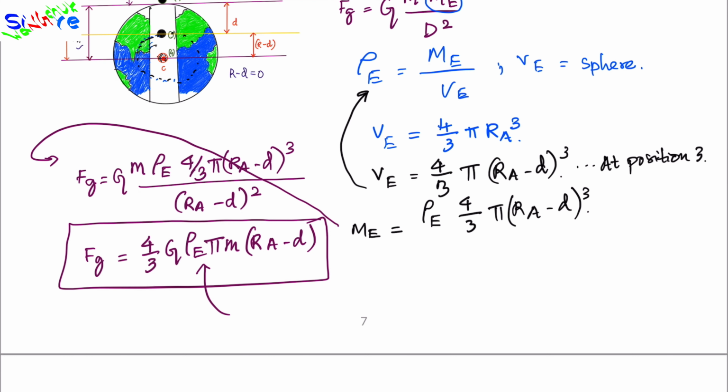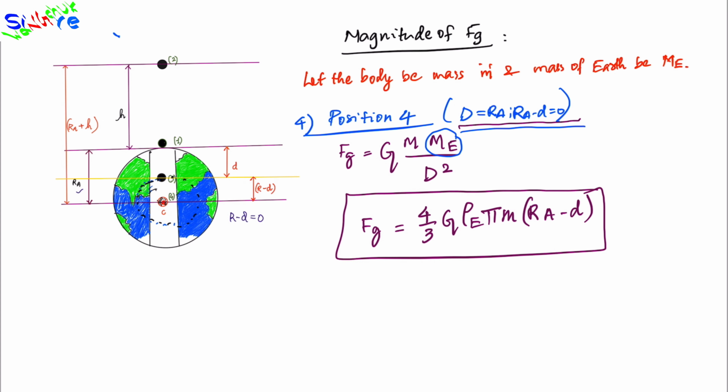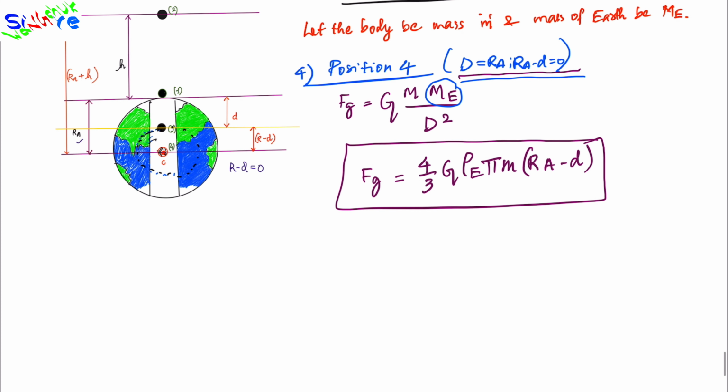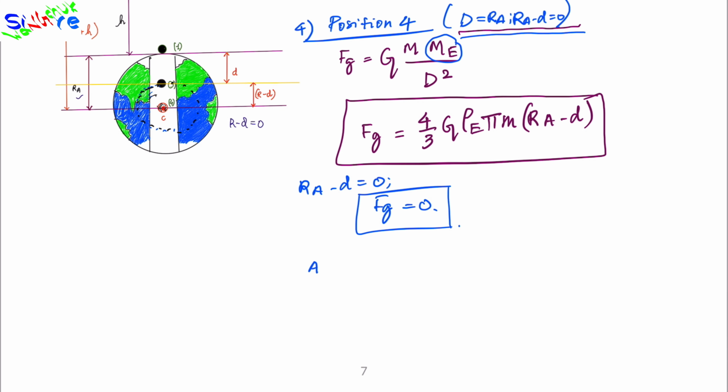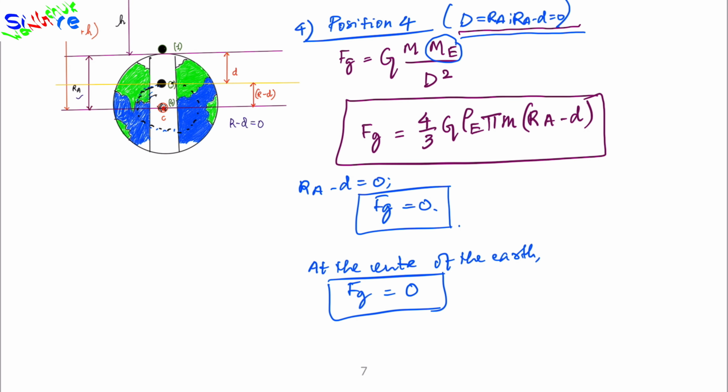At position 4, we can simply use the equation that we derived in position 3, which is 4 by 3 G rho e pi m Ra minus d. Here we know that Ra minus d equals 0. The whole above equation just turns out to be 0. Therefore, at the center of the Earth, the magnitude of gravity is just equal to 0, which is not infinity.